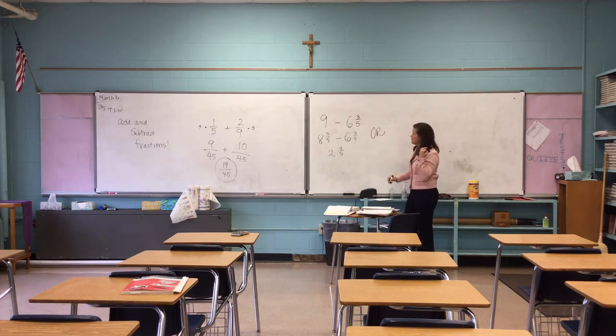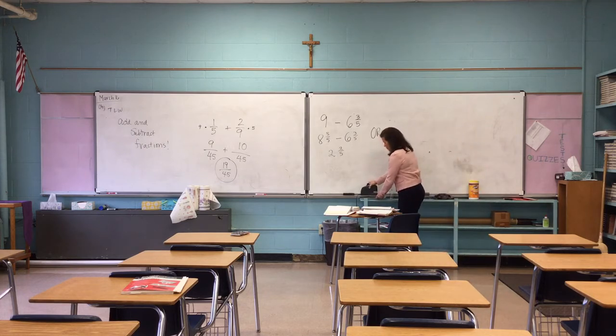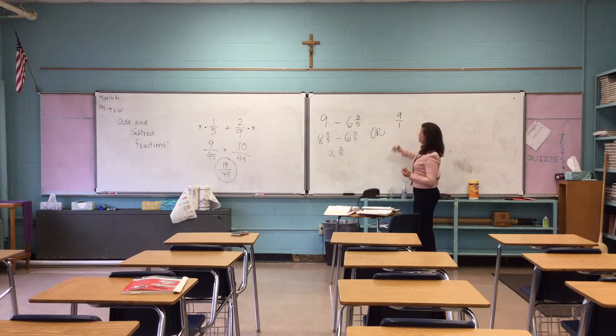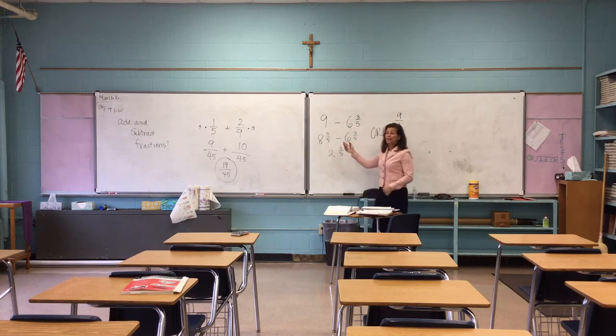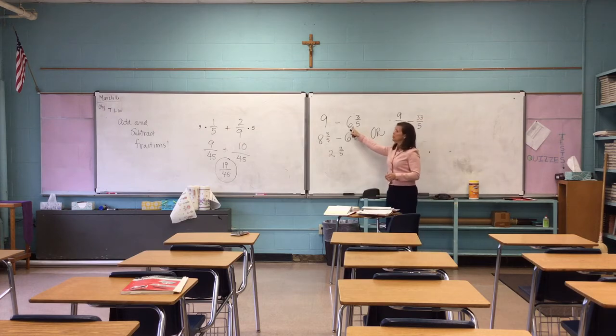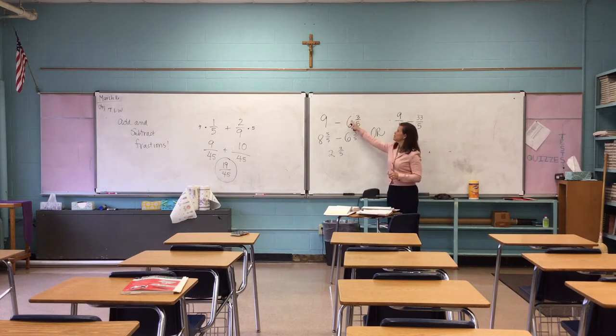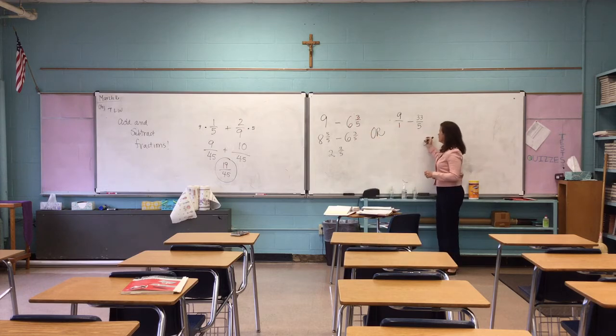Or, because this does get harder, I like to change mixed numbers to improper fractions. It's just easier all the way around for me. So I would do 9 over 1, because that's what 9 is if I wrote it as a fraction. And I would change this to 33/5. It's a mixed number, and I changed it to an improper. 6 times 5 is 30, plus 3 is 33/5.